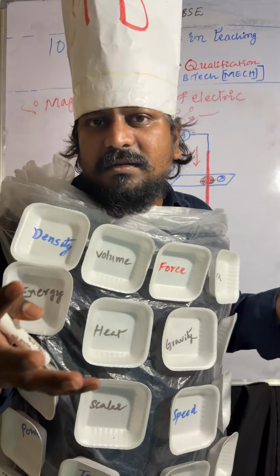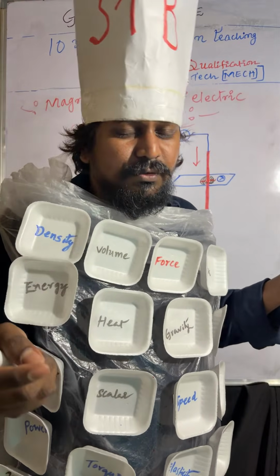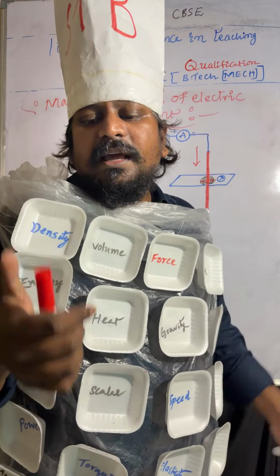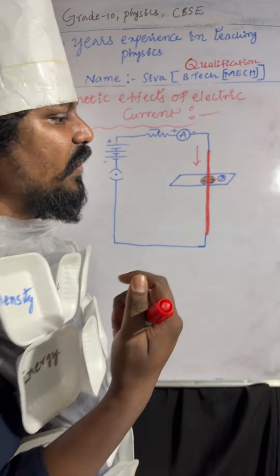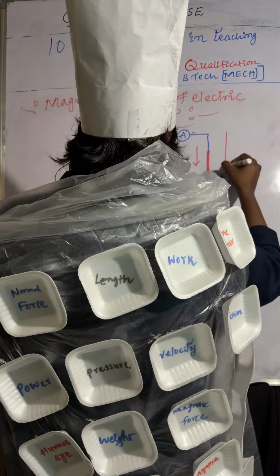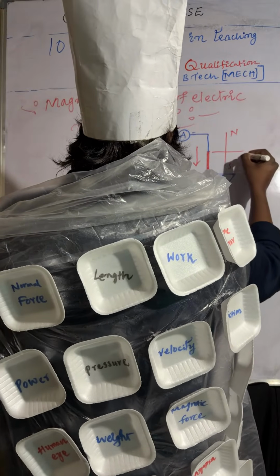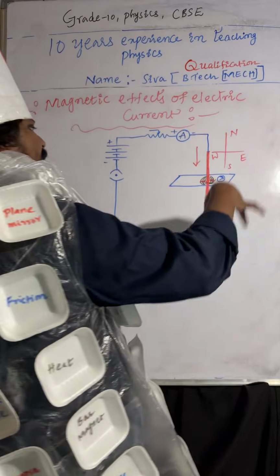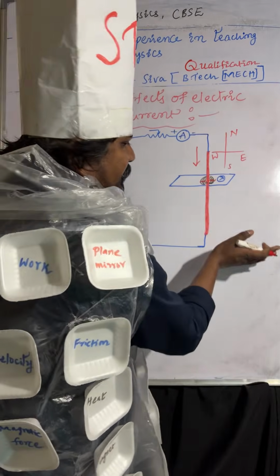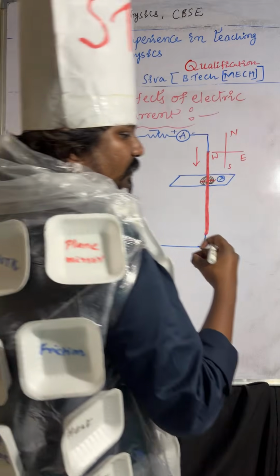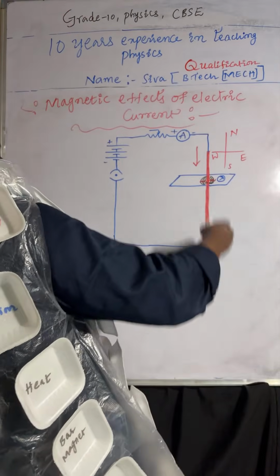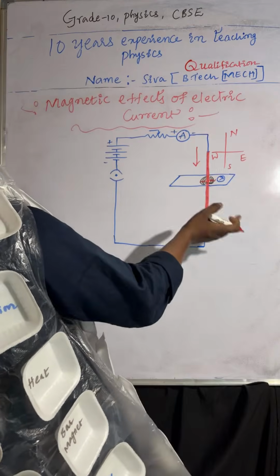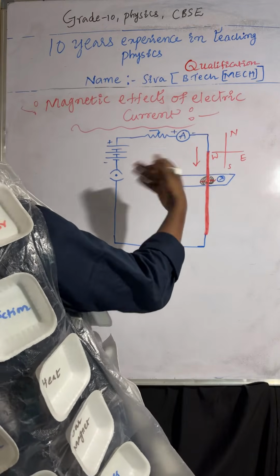Maxwell's cork screw rule is also the same. Around the current carrying conductor, if you place the thumb, the curly, folding fingers represent the magnetic field direction. Understood or not? Now one more point. Here, this is north, south, east and west. If the current is passing north to south, the compass deflection will be towards east. If the current is passing from south to north, the deflection will be towards west.